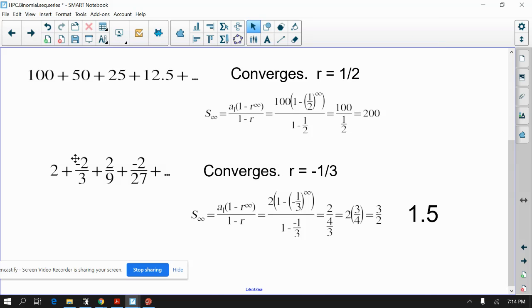You start with 2, you add negative 2/3, you add 2/9, you add negative 2/27, and so on for an infinite amount of terms. You will add up to 1.5.